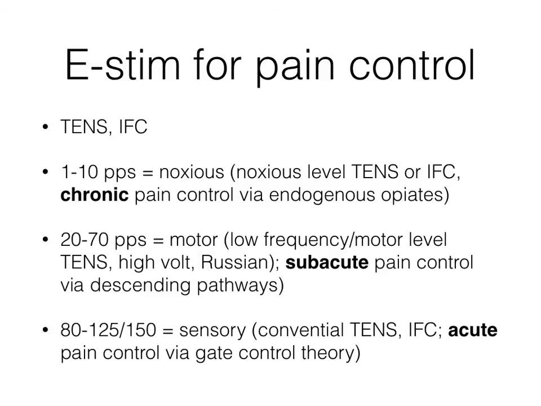This tutorial is to provide a brief summary of the clinical considerations and general parameters used for electrical stimulation in physical therapy. We're going to start by talking about E-stim when it's used for pain control. And primarily we see E-stim for pain control delivered in one of two ways, either using TENS, which is known as transcutaneous electrical nerve stimulation, or via interferential current, or IFC.